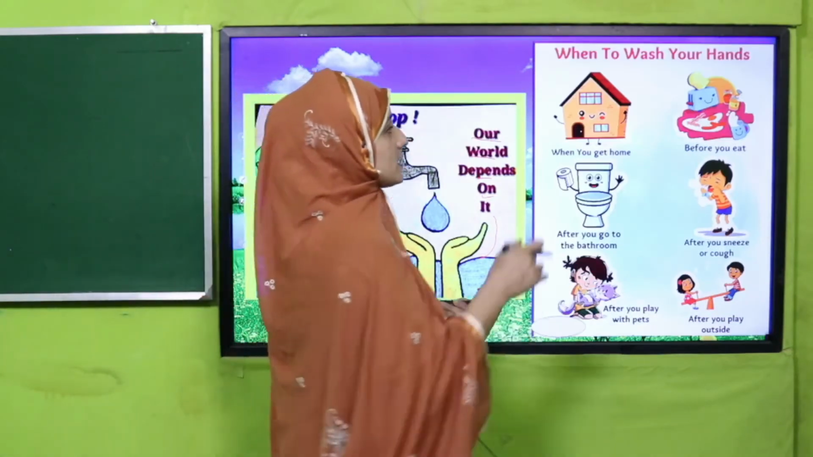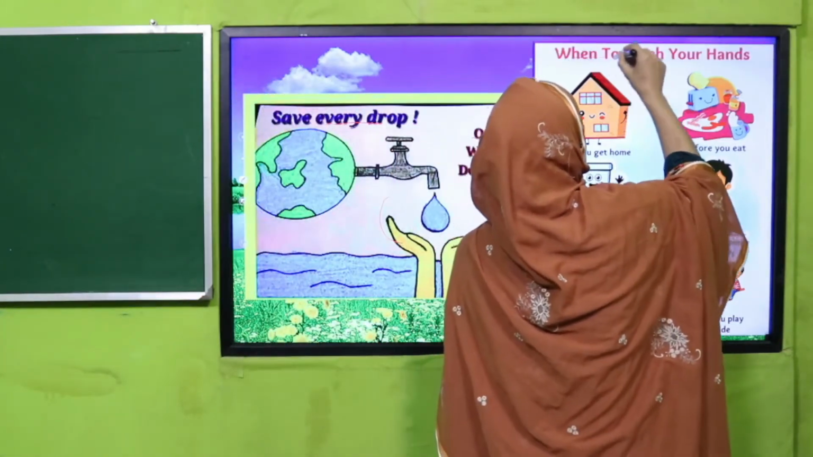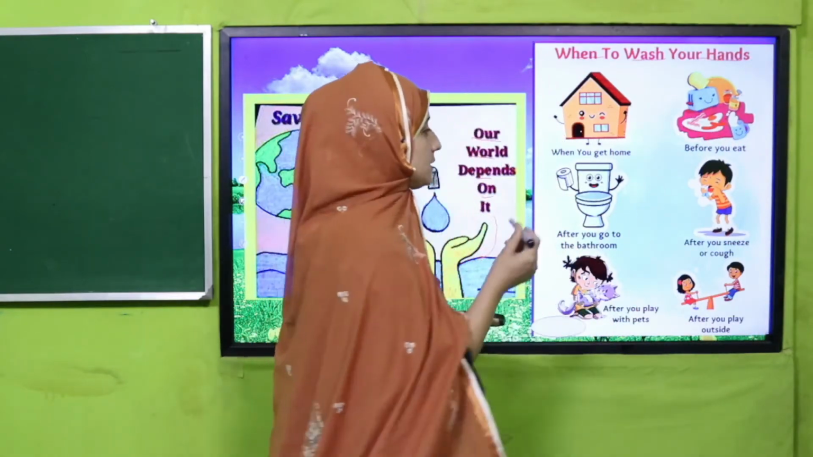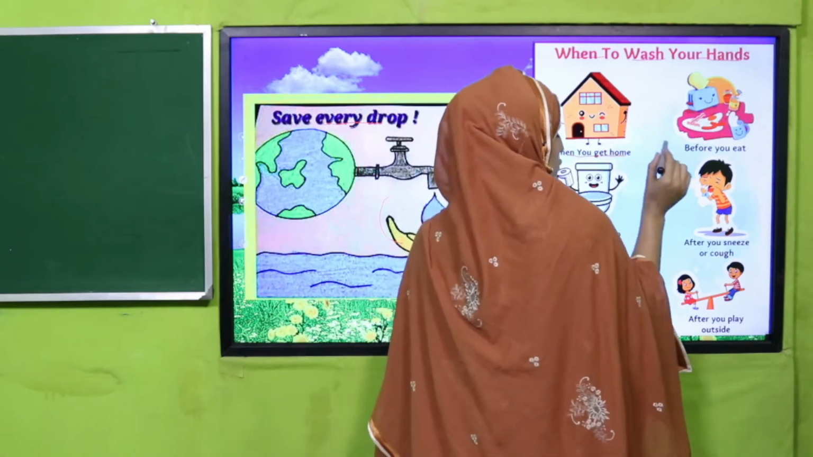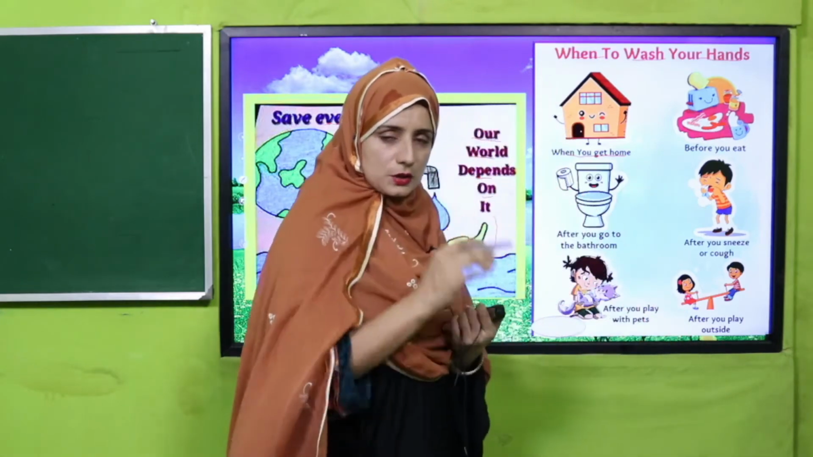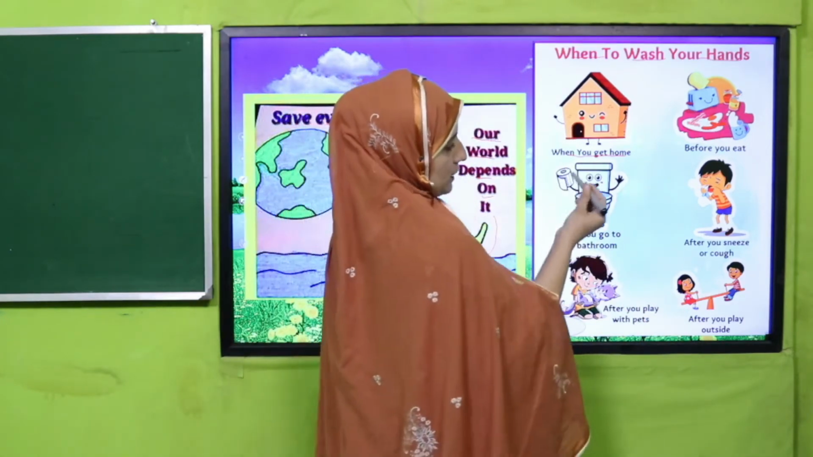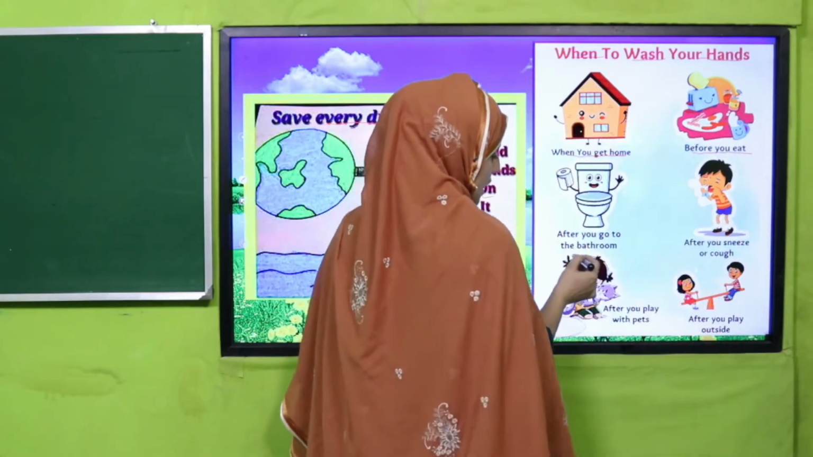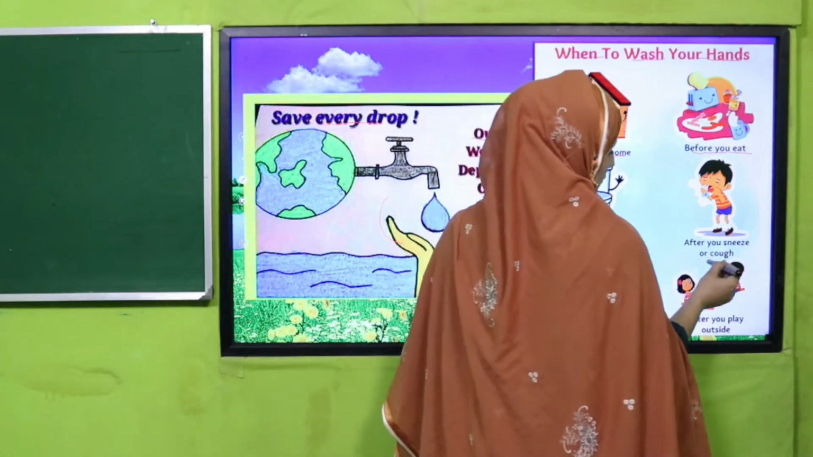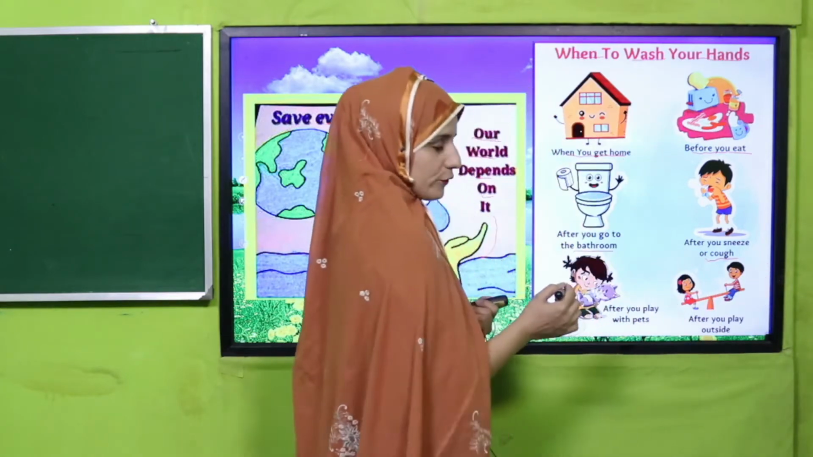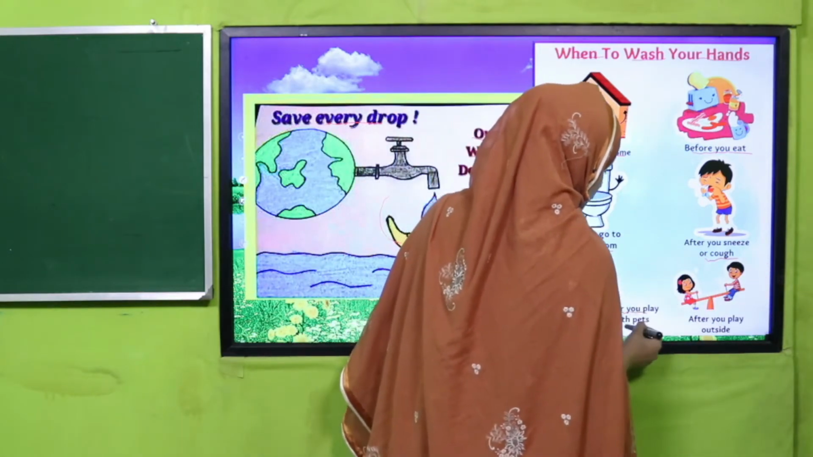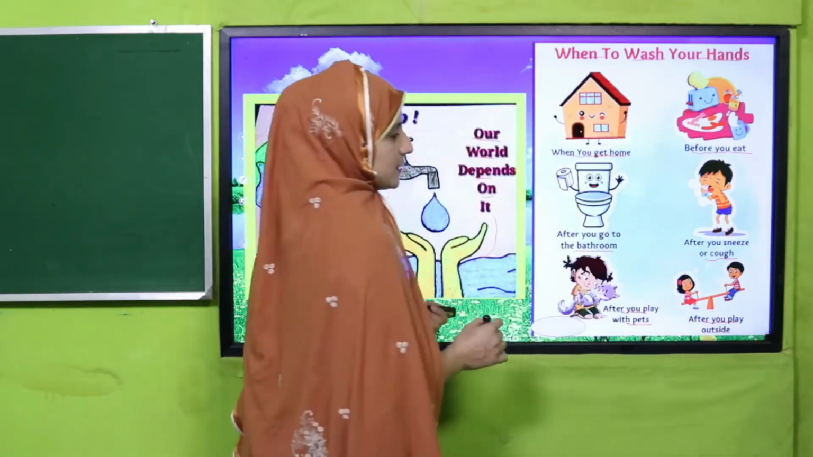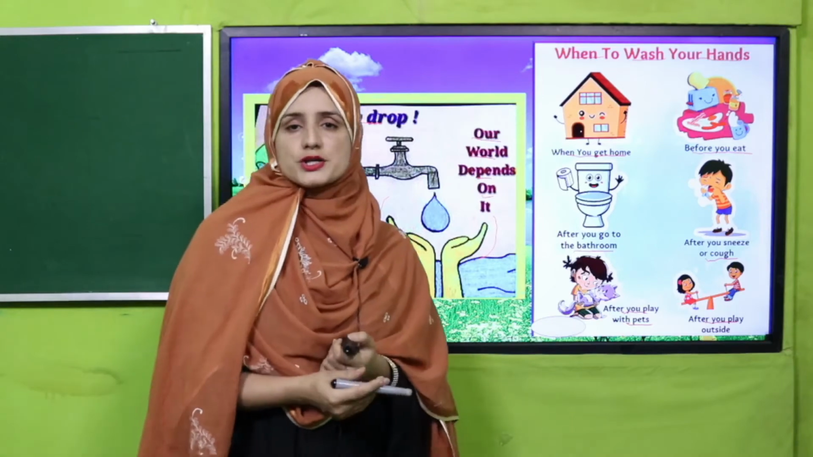This is another chart. That chart is telling us when to wash your hands. When you get home, after coming from school, we have to wash our hands. Before you eat, after you go to the bathroom, after you sneeze or cough, after you play with pets, after you play outside. So we have to wash our hands.